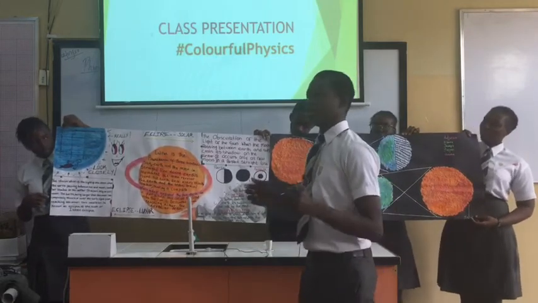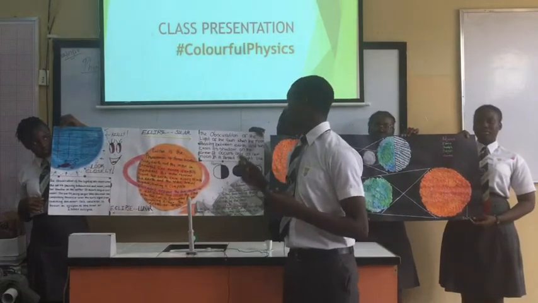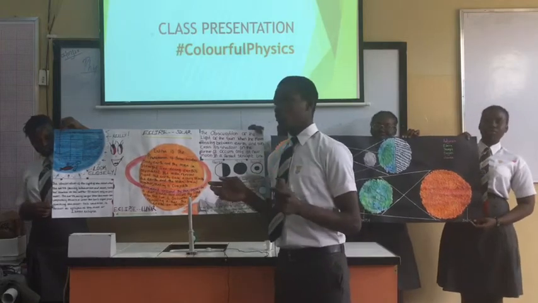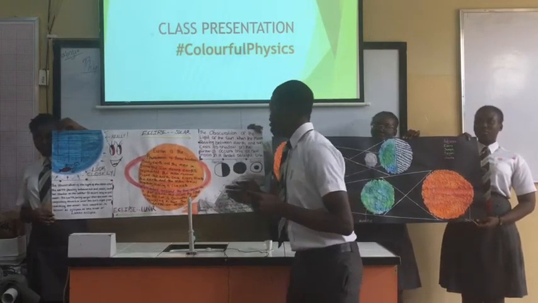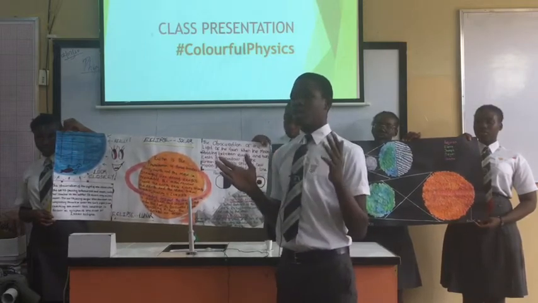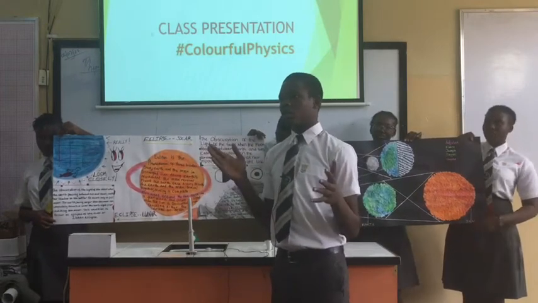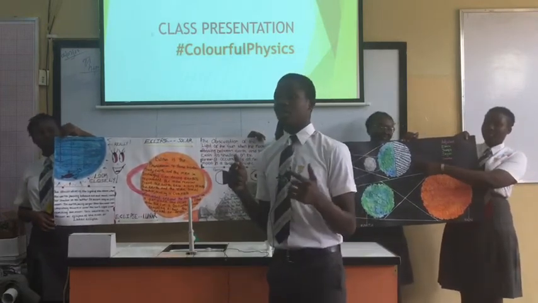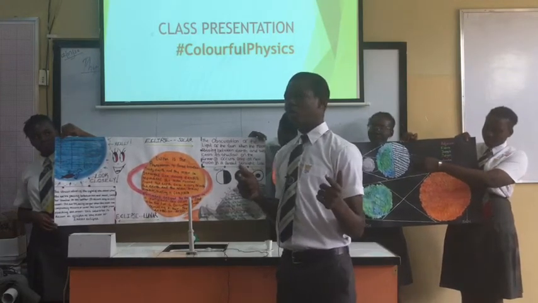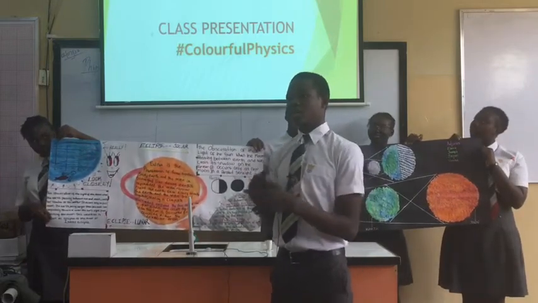We have the eclipse of the moon and the eclipse of the sun. That's the lunar and the solar eclipse. So the solar eclipse is basically when the moon comes in between the earth and the sun. The moon gets the light it shines with at night from the sun. So when it absorbs that, it casts a shadow on the earth.